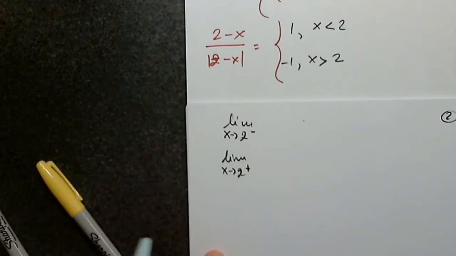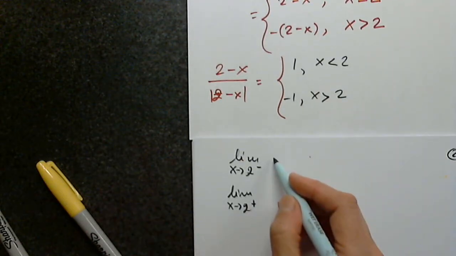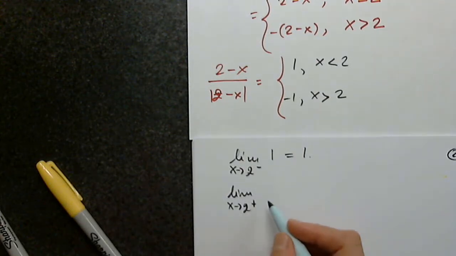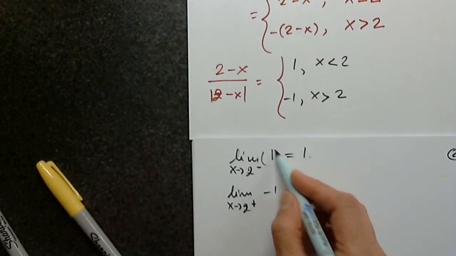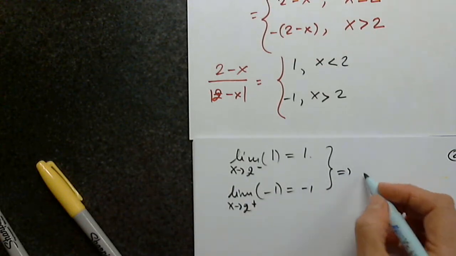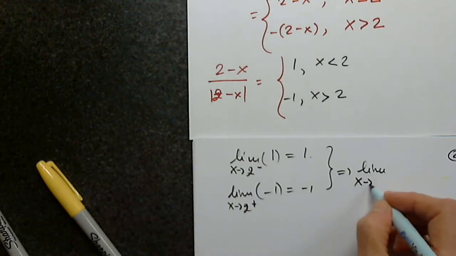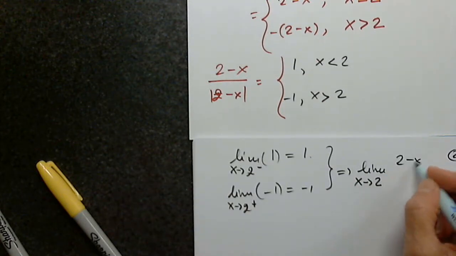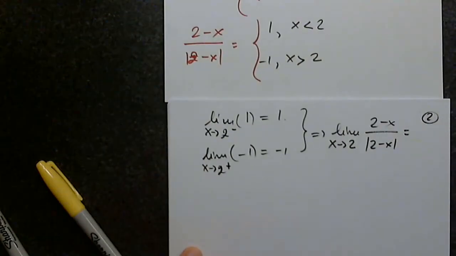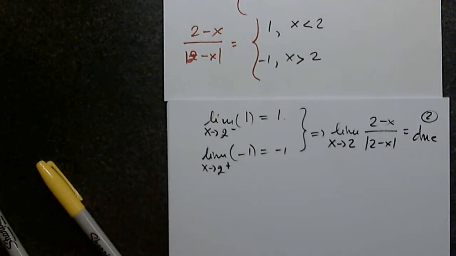So now limit as x approaches 2 from the left, which function? Very good. So this is 1. So the limit as x approaches 2 from the right, from which function? Good. And the answer is negative 1. Therefore, the limit of this function as x approaches 2 from either side, of 2 minus x over the absolute value of 2 minus x, does not exist, because the one-sided limits differ. Very good.